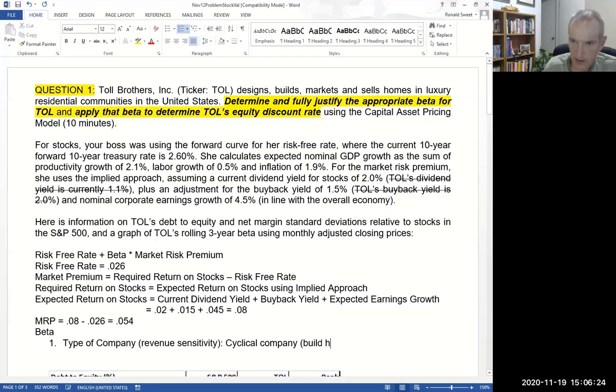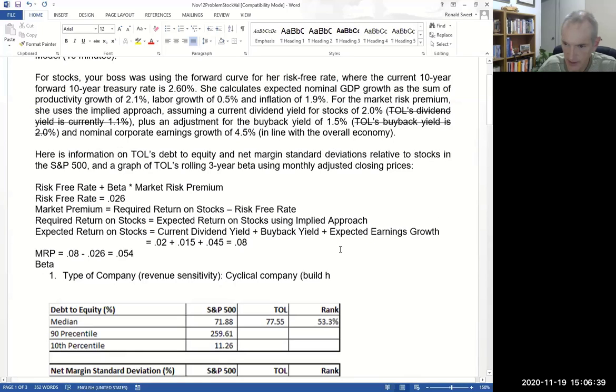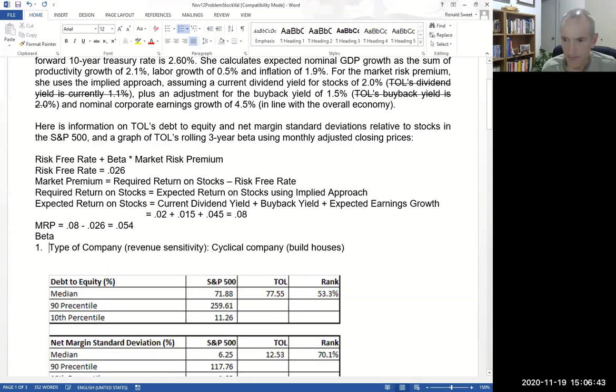So that's definitely going to be a high beta, above beta 1 company. So how far above 1, we'll see, but they build houses. Sorry, I'm having someone let into the room at the same time as talking. So, all right, definitely a cyclical company.